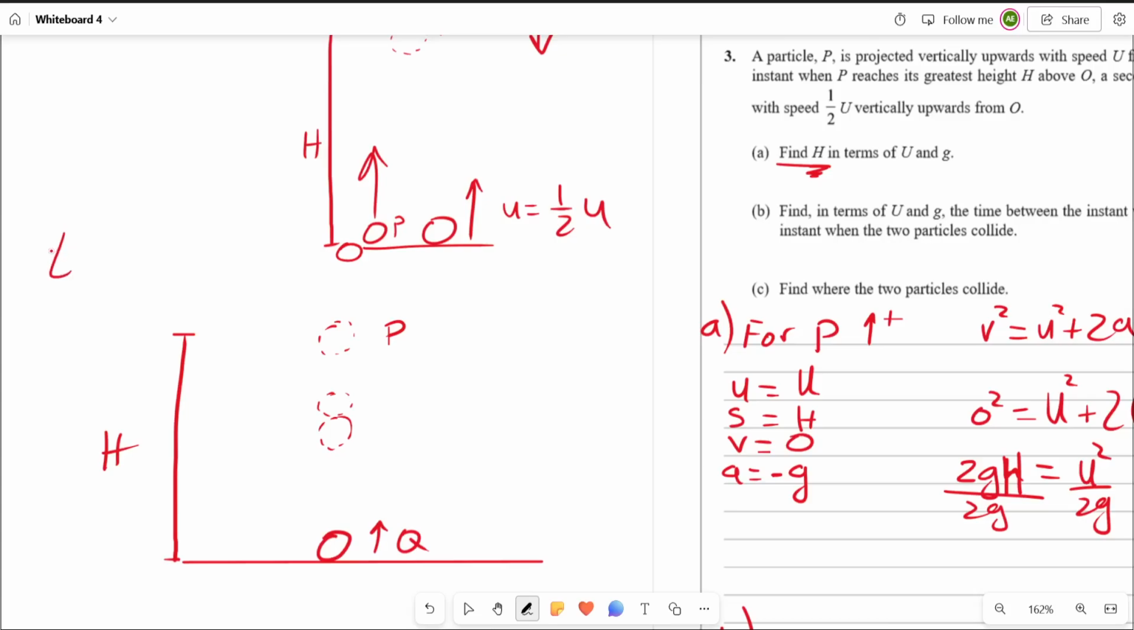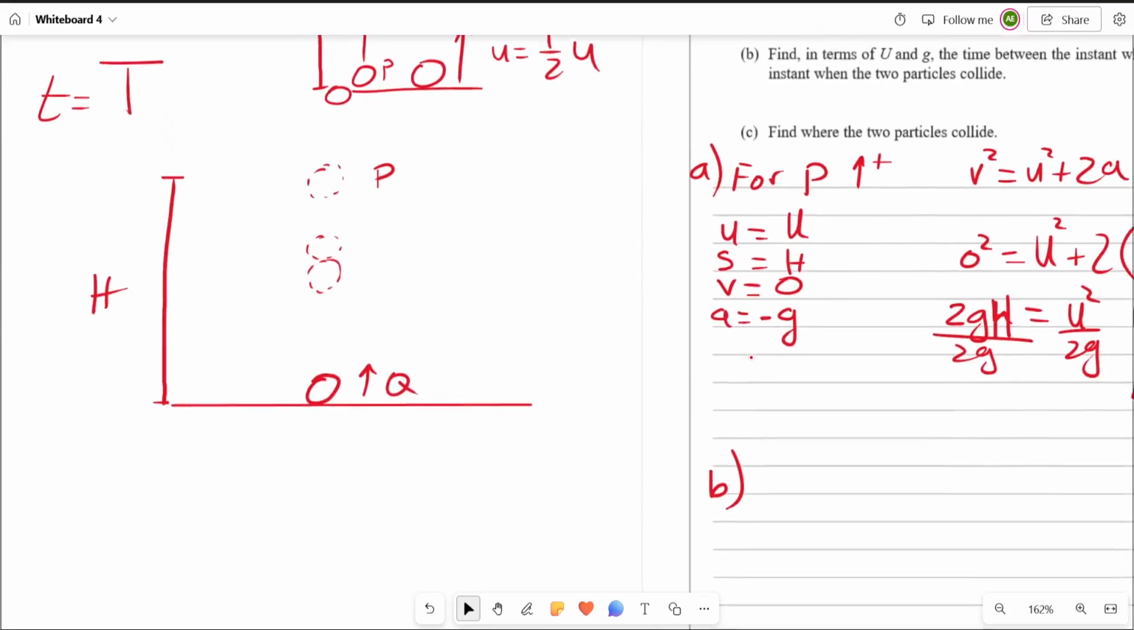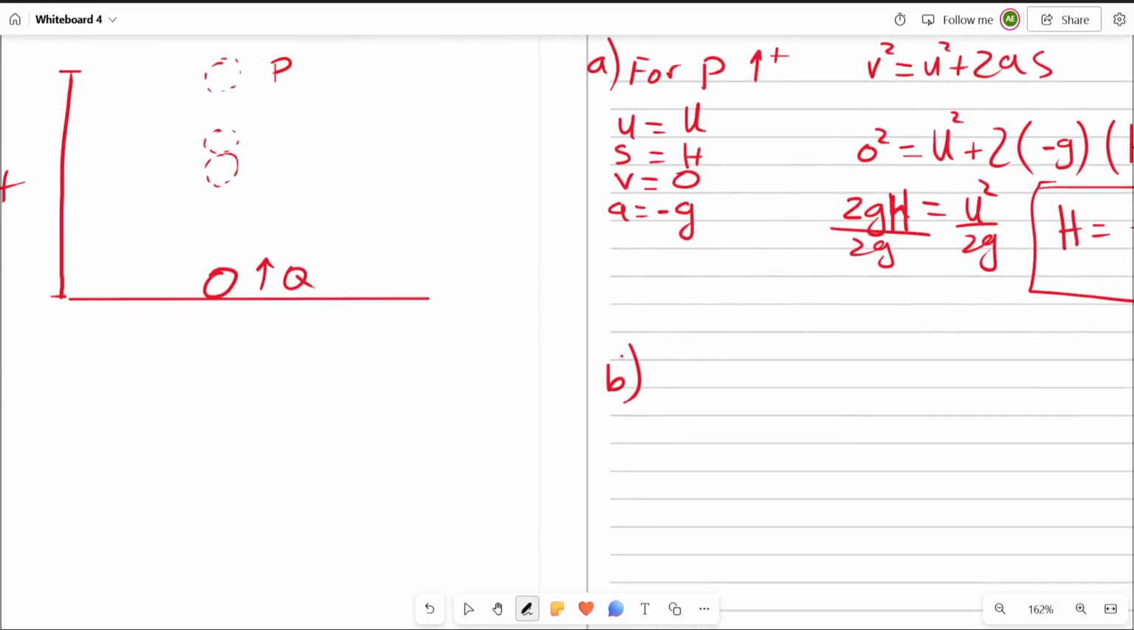So let's call the time big T. Let's start by taking every single particle and writing down the quantities that we have for them. Let's start with particle P, and let's take down as positive, just to show you that you can choose whatever you want, down as positive or up as positive.